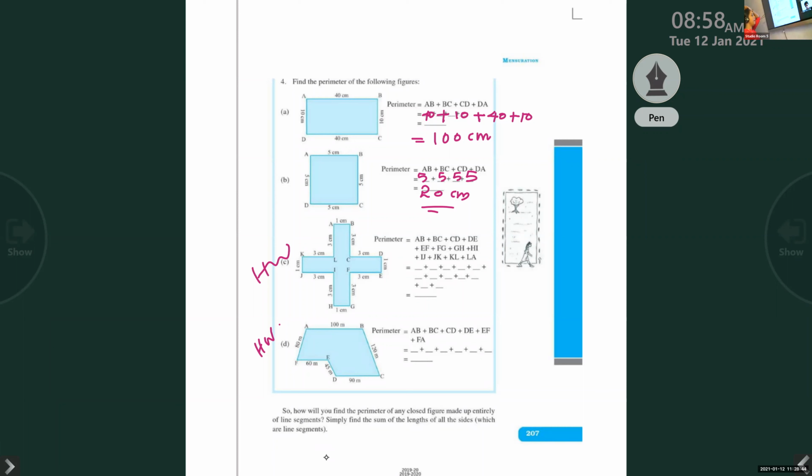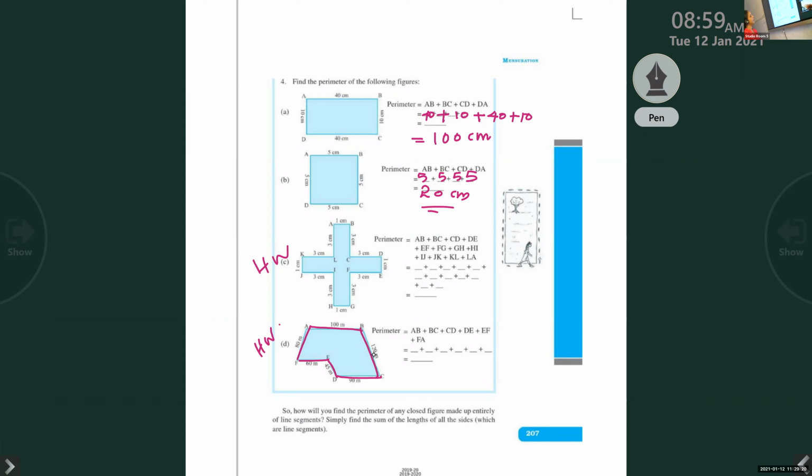Okay, children, how will you start? How will you do this? Ma'am, you start from here. 1 plus 3 plus 3 plus 1 plus 3 plus 3 plus 1 plus 3 plus 3 plus 1 plus 3 plus 3. 28. Clear? Did you understand? So you find the answer. And what about this one? Ma'am, 40, 60, 45, 90, 120, 100 plus 80. 495. Okay, you found the answer.